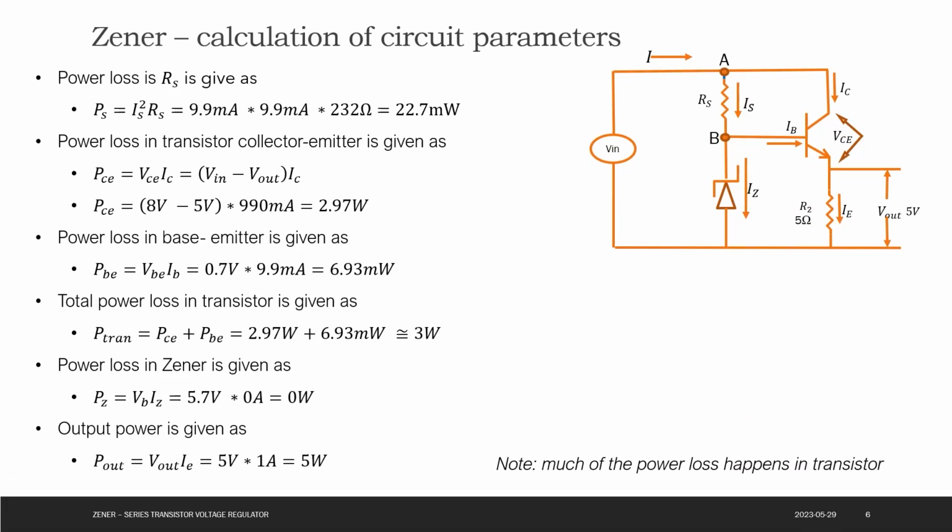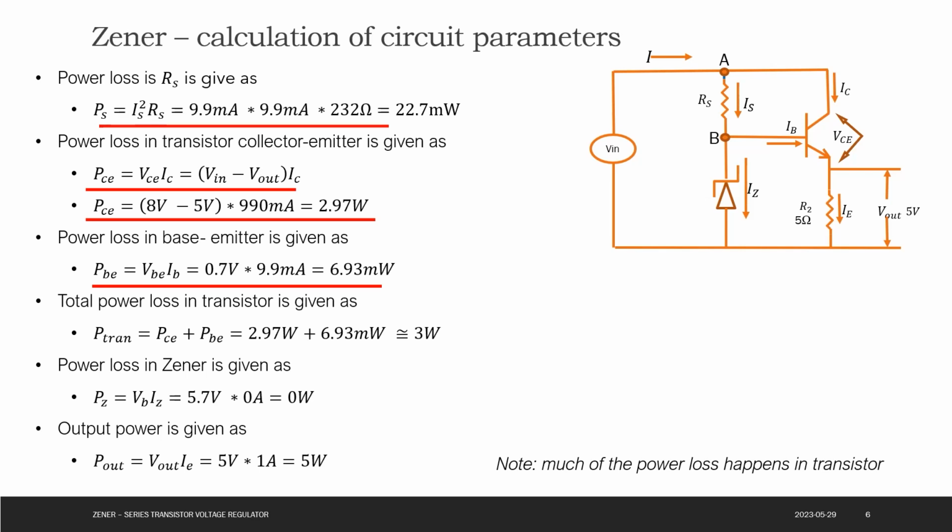Let us now calculate the power loss in the circuit. We know the voltages and the currents in the components used. So, power loss can be easily calculated. Power loss in Rs is given as Is square into Rs, that is equal to 22.7 milliwatt. Power loss in the transistor collector emitter junction PCE is equal to VCE into IC, that is equal to 2.97 watt. Power loss in the transistor base emitter junction is given as VBE into IB, that is equal to 6.93 milliwatt.